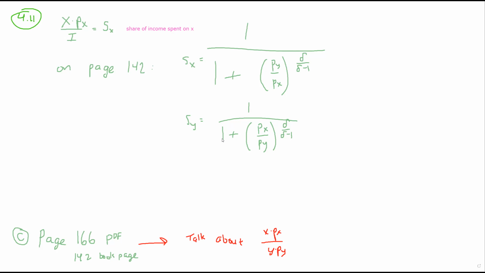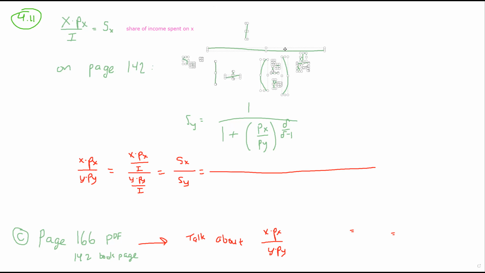That is to say, if I take Sx and divide by Sy, not these formulas but this definition, I get x times px over I divided by y times py over I, which ends up being x times px over y times py, the very thing we're being asked about over here on the left. So here's what I'm doing: I'm going to move these things around. This guy is the same thing as this guy, is the same thing as this guy, is the same thing as these two things on top of each other.